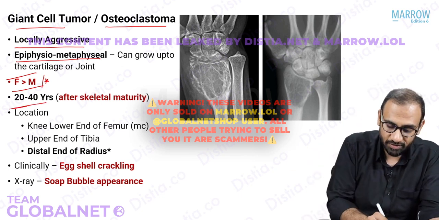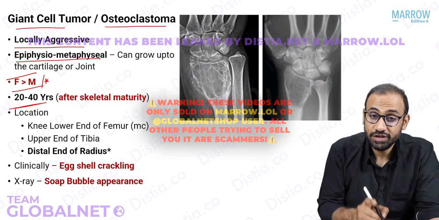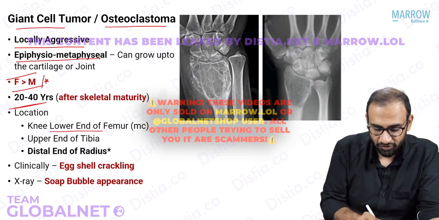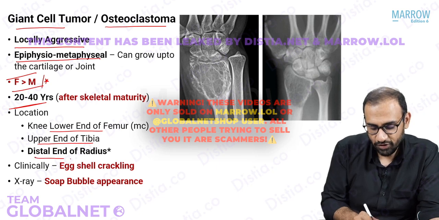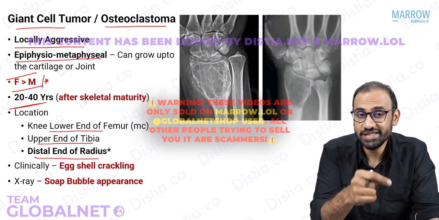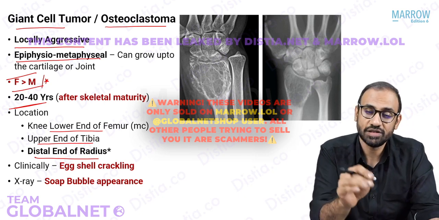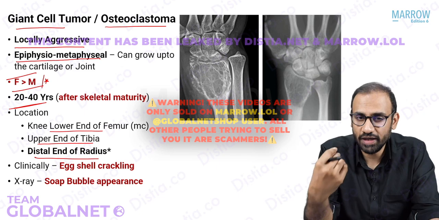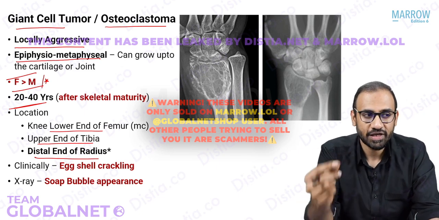Occurs after skeletal maturity. And what is the most common location? Around the knee, that is distal femur, followed by proximal tibia, followed by distal end of the radius. But please be careful, here there is an MCQ. What is the most common tumor of the distal end of the radius? The answer is GCT.